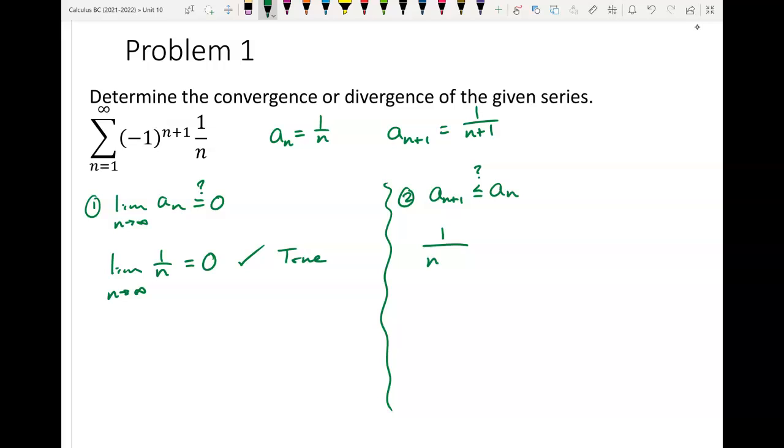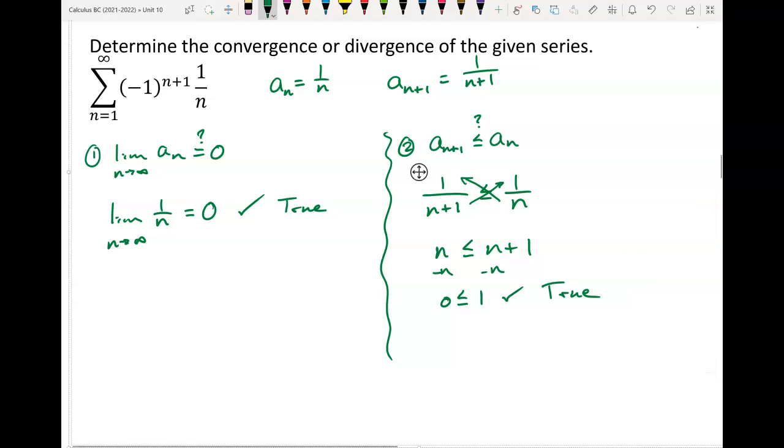All right, let's look at that inequality then. I'm going to take 1 over n plus 1. Is that less than or equal to 1 over n? We can logically look at that and say yes, that's true, but we can also do our cross multiplication and check our inequalities. So it'd be n is less than or equal to n plus 1. If I subtract my n's, I get 0 is less than or equal to 1. Is that a true statement? Yes, it is. Are both conditions met? Since both conditions are met, we can conclude that our series converges.